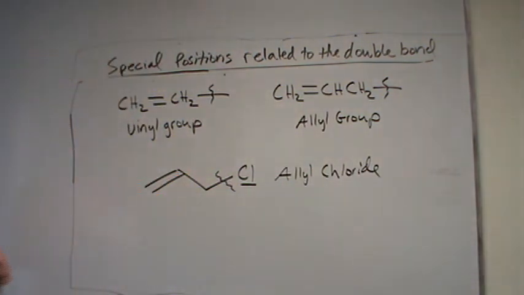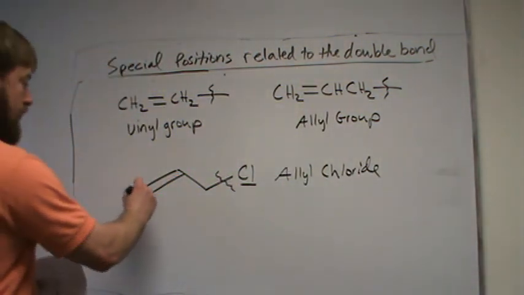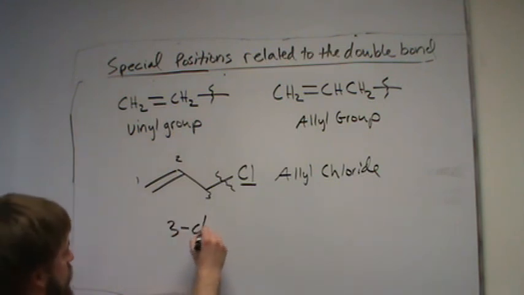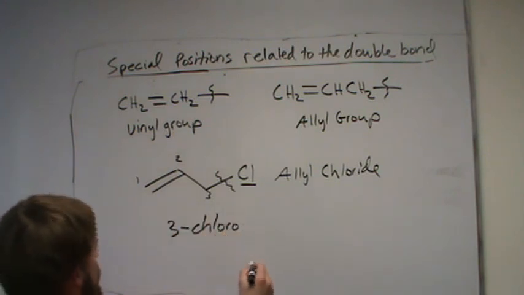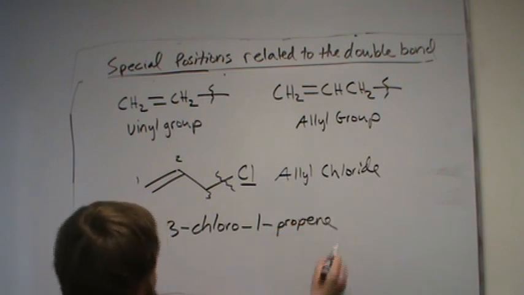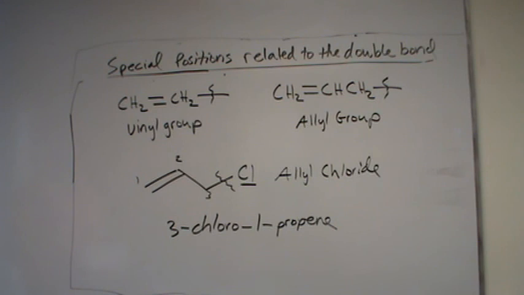For IUPAC naming, it would be 1, 2, 3. 3-chloro-1-propene. 3-chloro-1-propene.